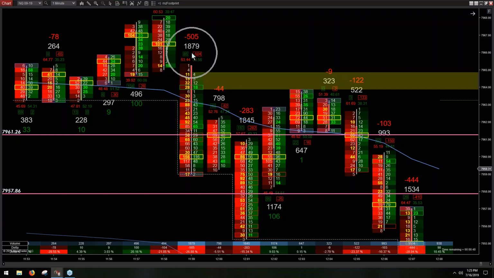I like this because it gives me the summary on each bar. I have this on a 1-minute chart. You can put it on whatever you want.